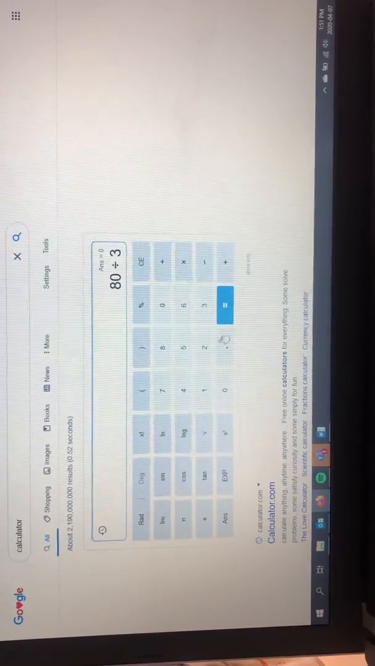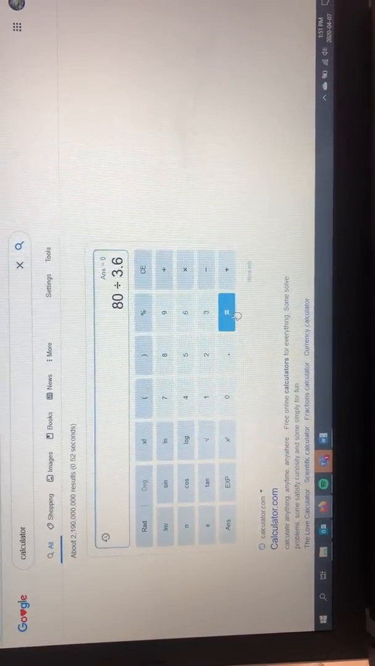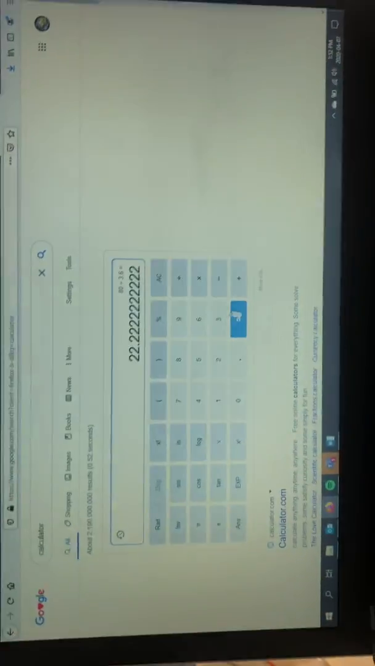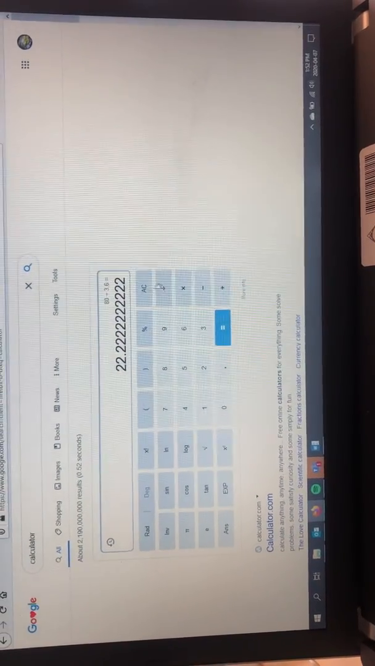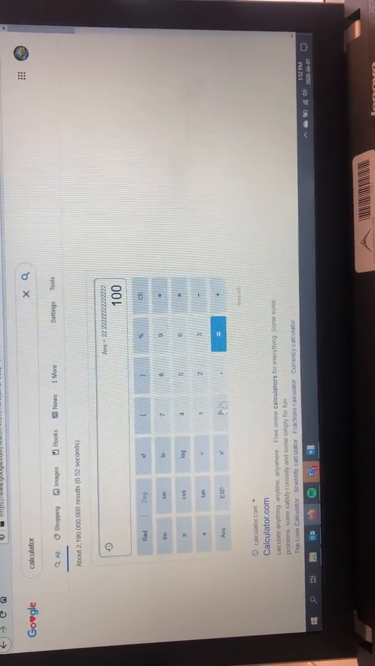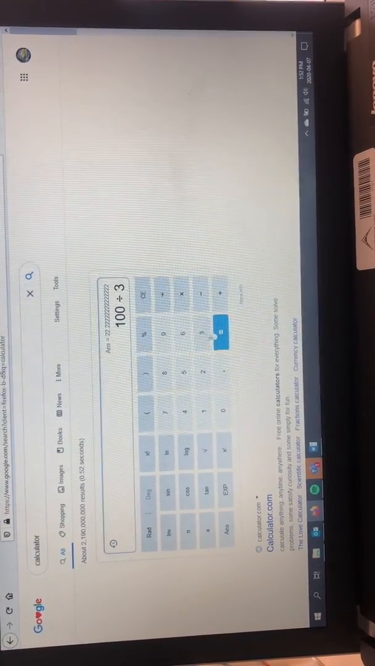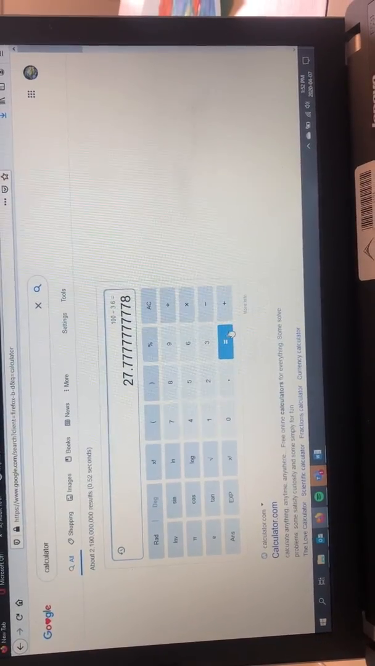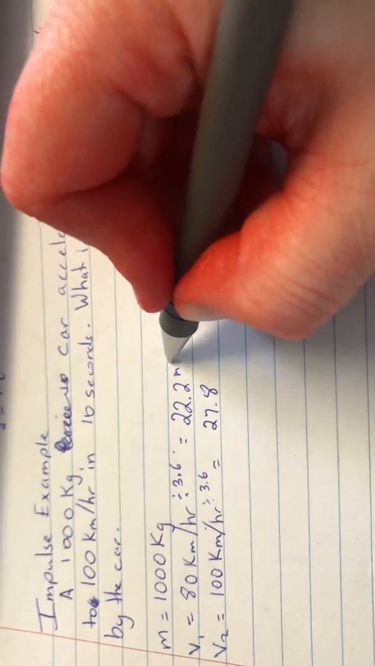So the conversion to convert this to meters per second is to divide by 3.6. So I need to divide both of those by 3.6, which I'll just put in my online calculator here. 80 divided by 3.6 gives me 22.222, which I'm just going to write down as 22.2. And then I will do 100 divided by 3.6, which is 27 point, I'll round that to 27.8. And these are now meters per second.